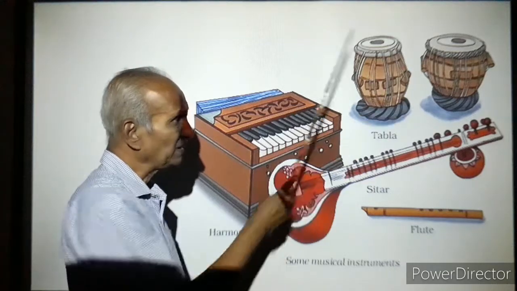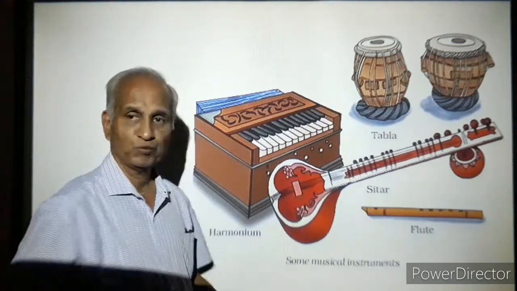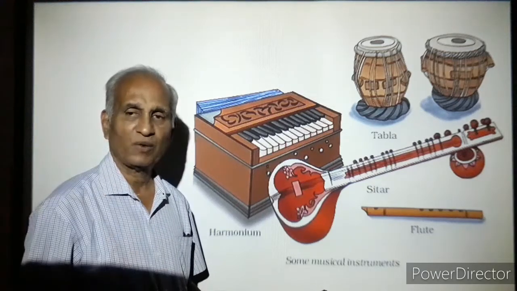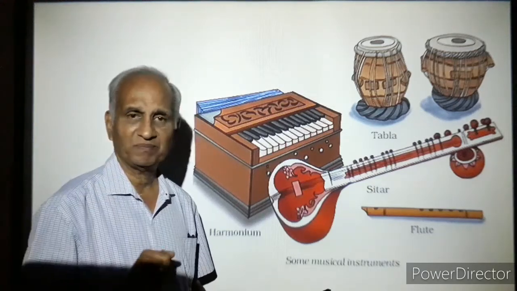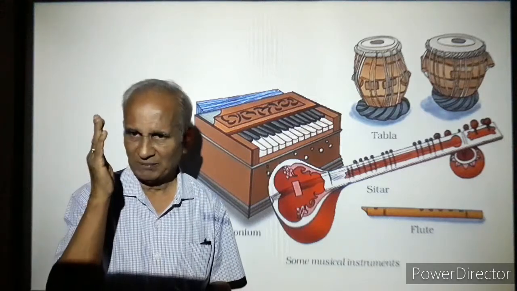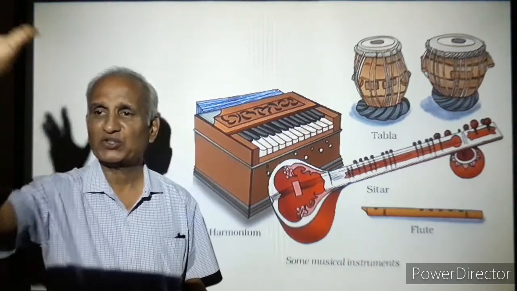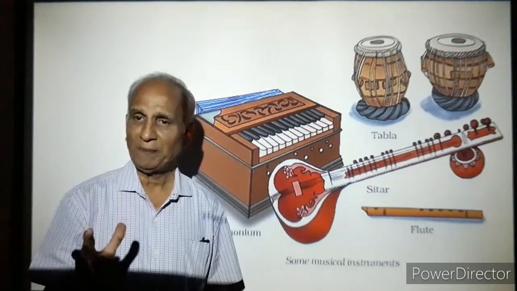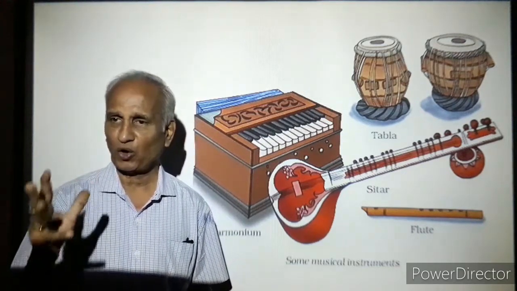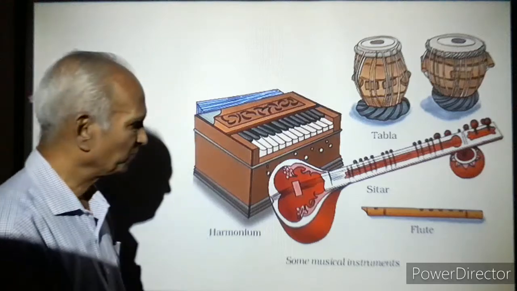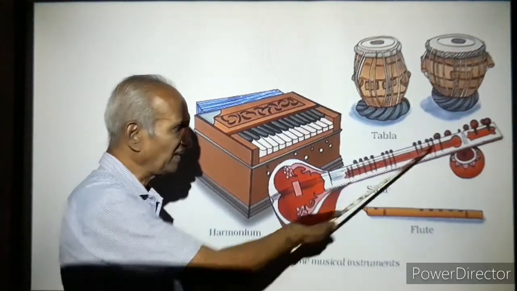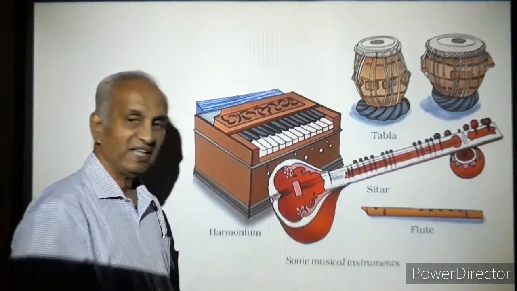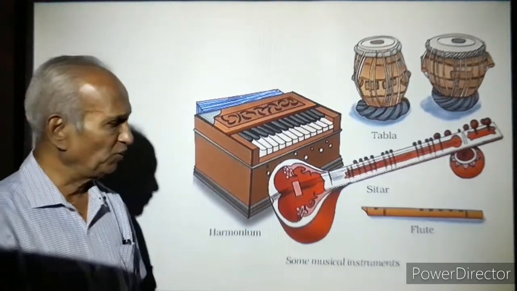Tabla and dagga, you play, there will be vibration. Vibrations bring sound. So vibrations are key. When something vibrates, sound gets produced. So vibrations cause sound. Here in the sitar, the strings are here. These strings, when they are vibrated, the sound gets produced.